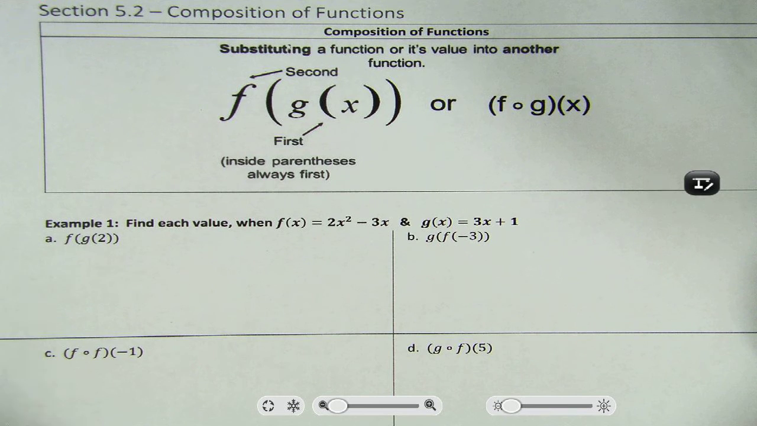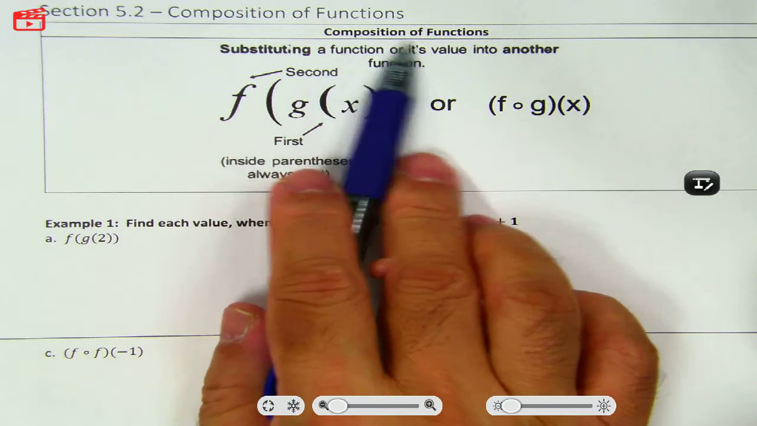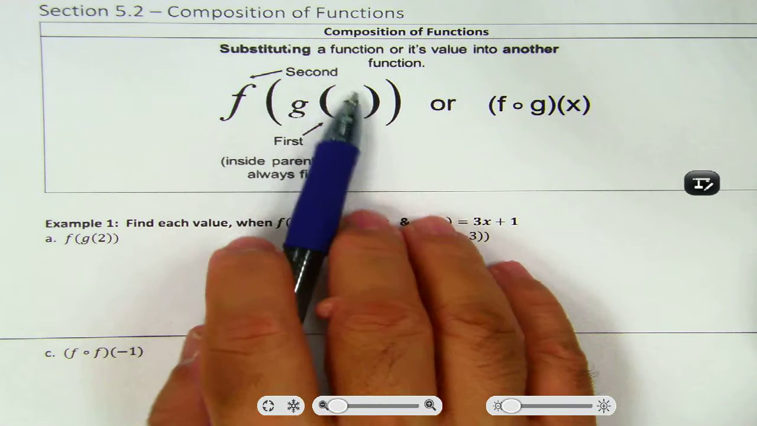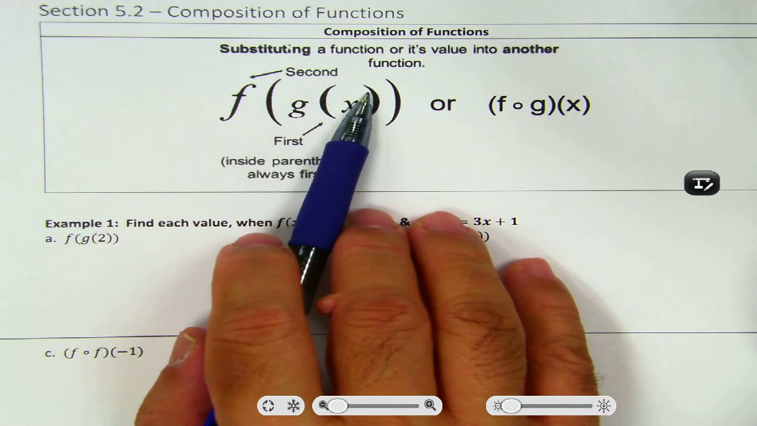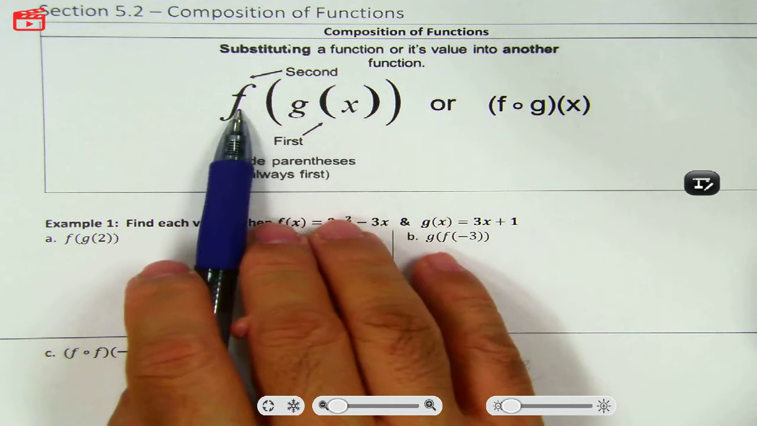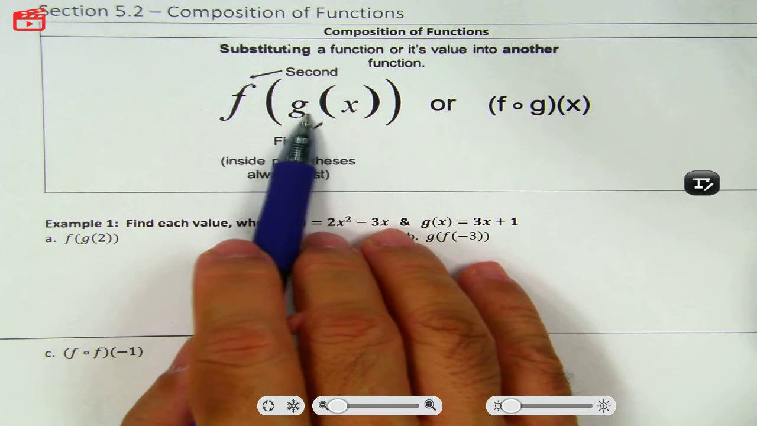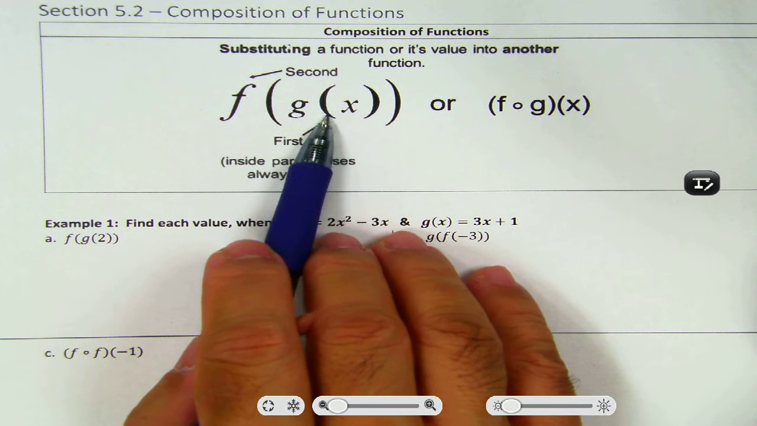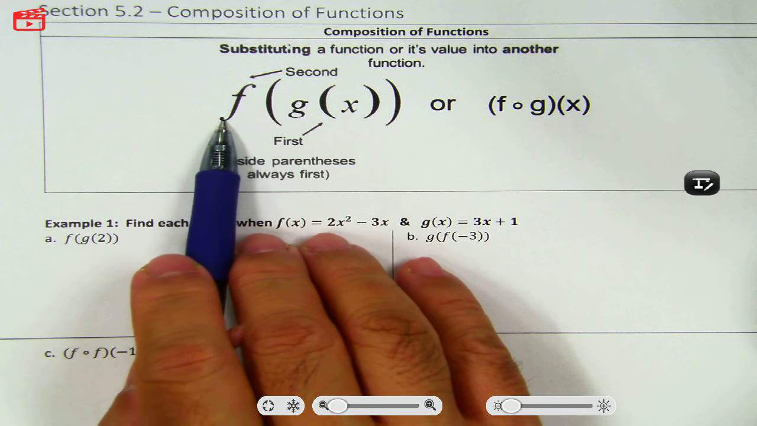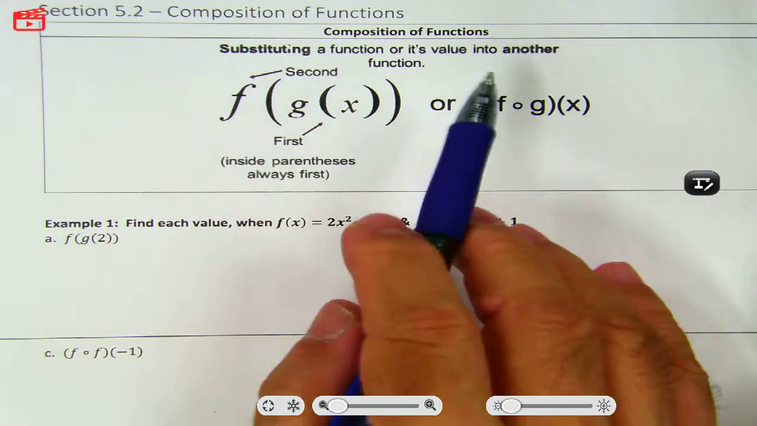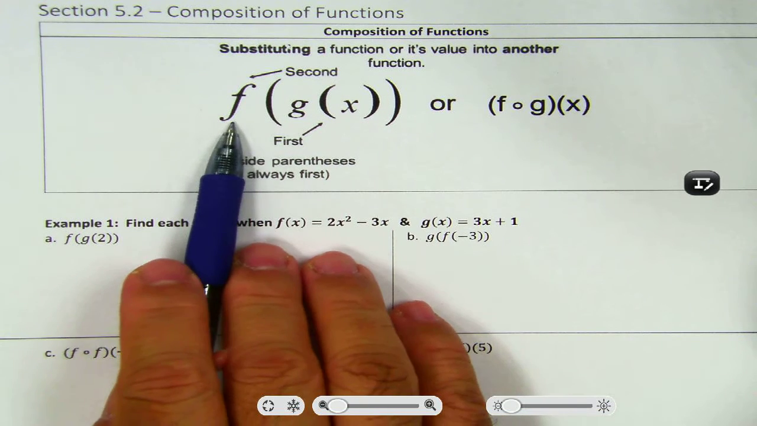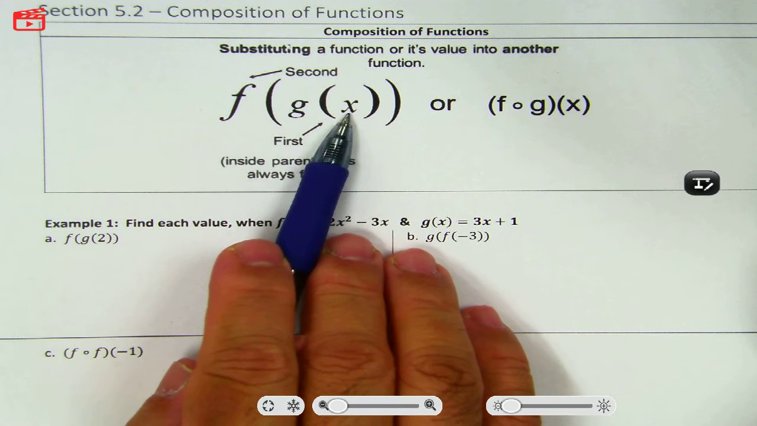This is composition of functions, right? That's the title of this lesson. What we're going to do is substitute one function into another function. So the inside function will be the one that ends up being evaluated first, and then the outside function gets evaluated second. You read this as f of g of x.